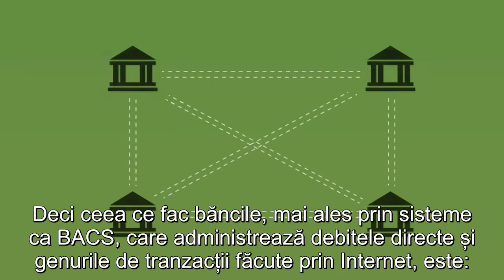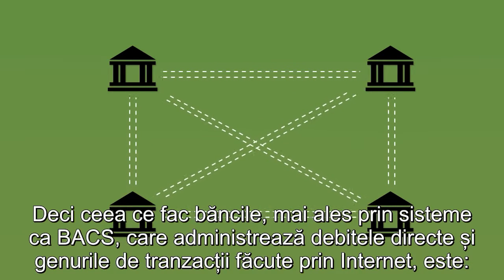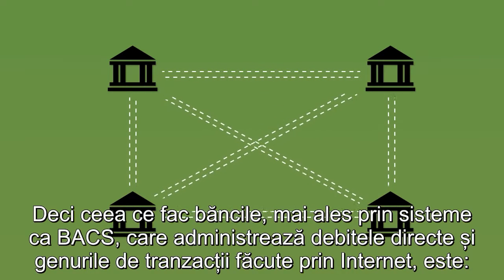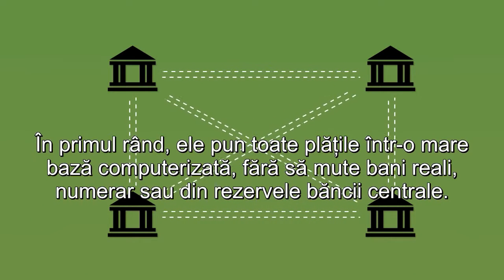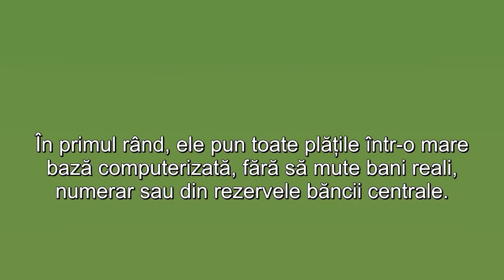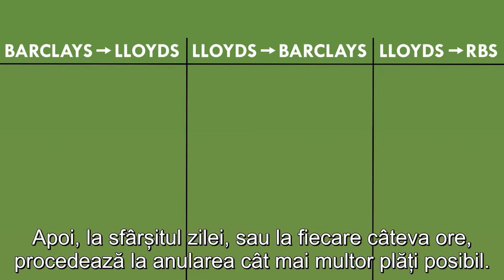So what the banks do, especially with systems like BACS, which manages direct debits and the type of bank transfers that you make via internet banking, is this. First, they put all the payments into a big computer database without actually moving any real money, cash or central bank reserve. Then, at the end of the day, or every few hours, they run a process to cancel out as many of the payment flows as possible.